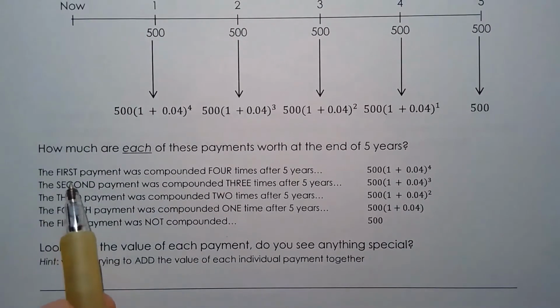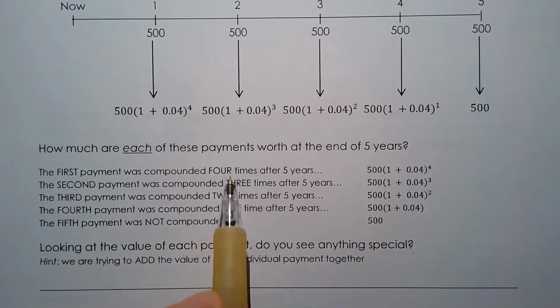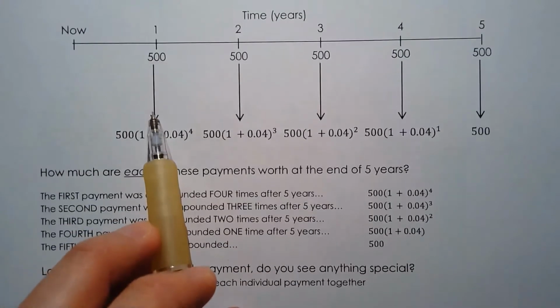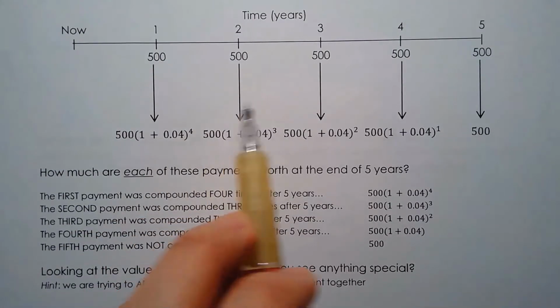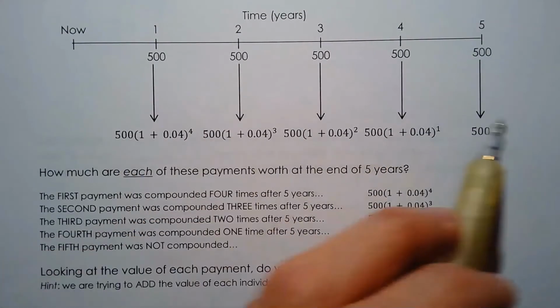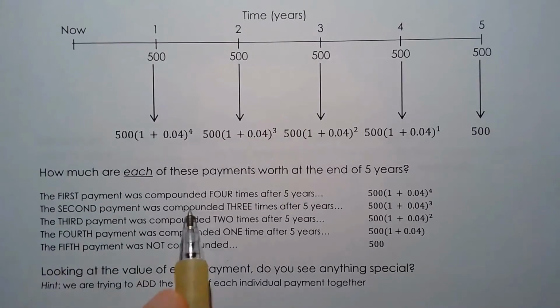The first $500 he got from his parents was compounded 4 times, right? Because at the end of the first year, he can compound once, twice, 3 times, 4 times. That's 4 compounding periods, because it's compounded annually. And the second payment was compounded 3 times. The third payment was compounded 2 times. The fourth payment was compounded once. And the fifth payment was not compounded at all.